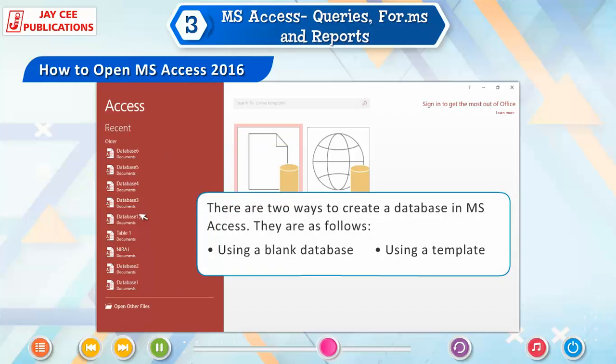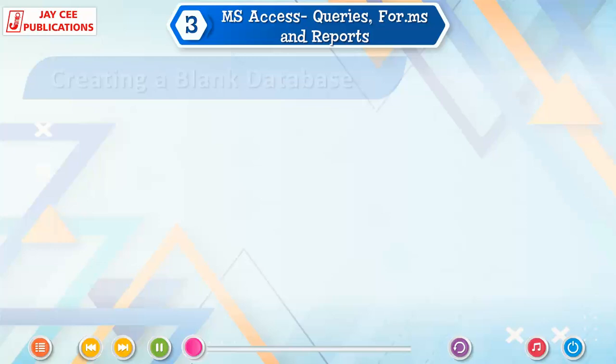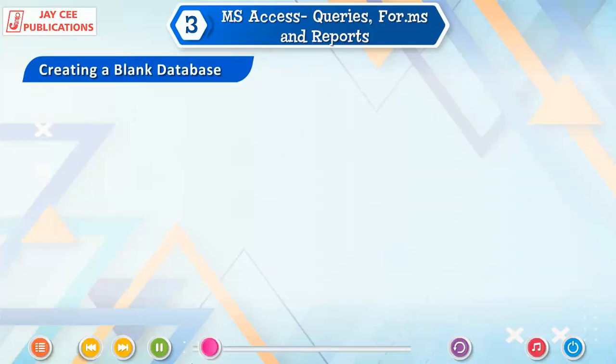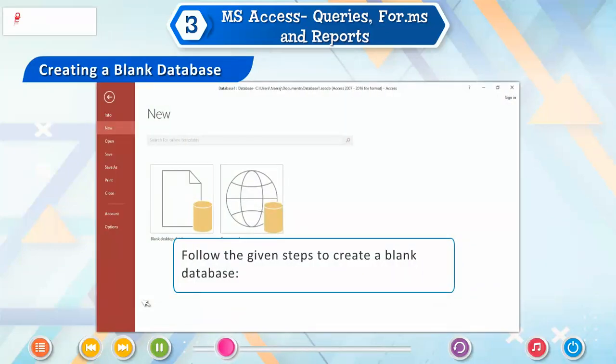There are two ways to create a database in MS Access. They are as follows. Using a blank database. Using a template. Creating a blank database. Follow the given steps to create a blank database.